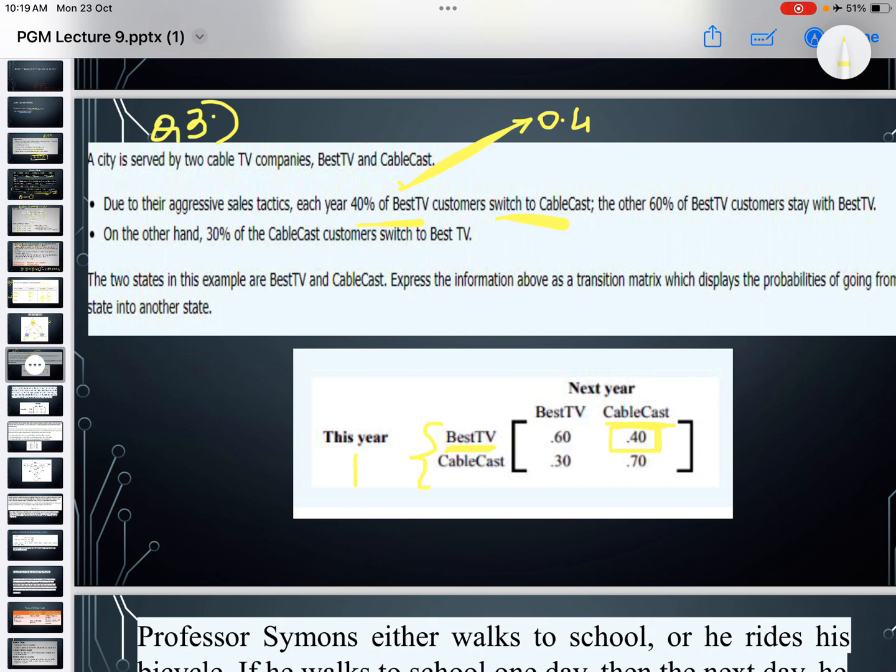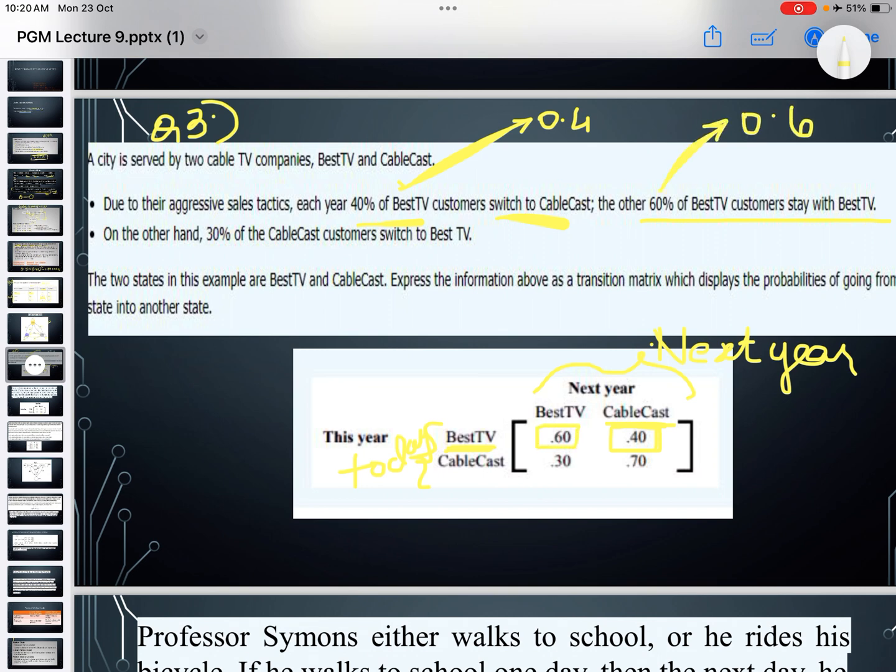So this is for today, and this is the next year. You can consider it as tomorrow, today, tomorrow. So next year and today. So today they were Best TV, tomorrow they became Cablecast, is 0.40. And 60% of the Best TV stay with Best TV. So today you are Best TV, next year also you are Best TV customer, 0.60.